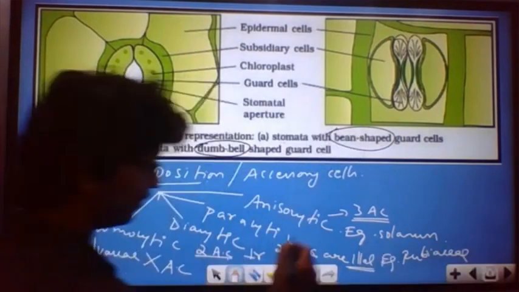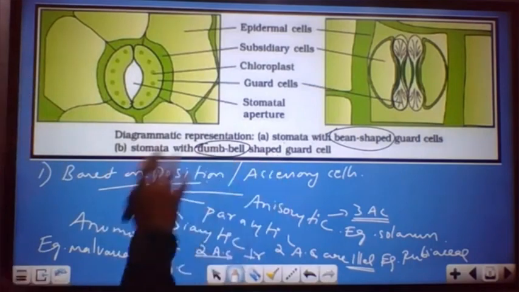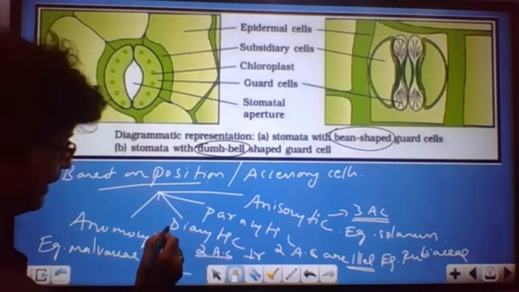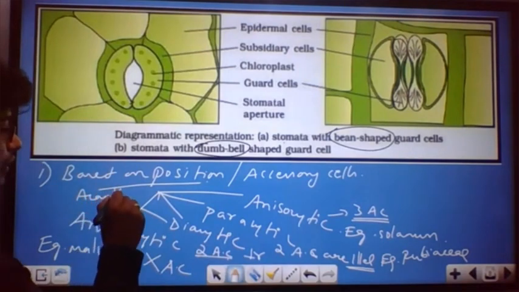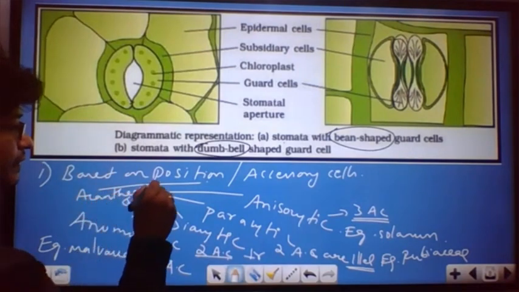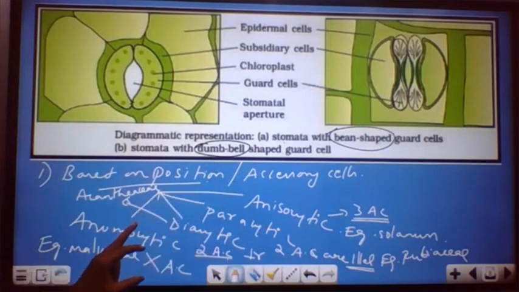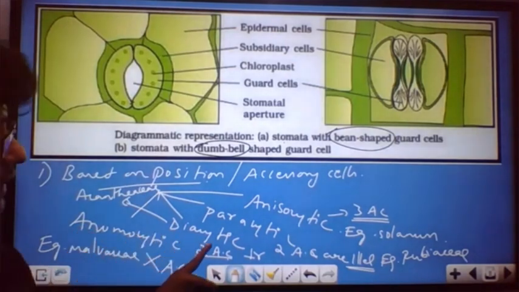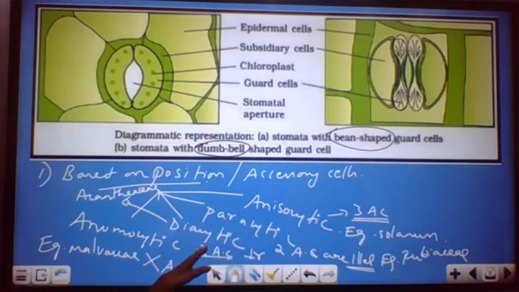From this area you can get a question. They give options and ask you to identify what type of stomata it is. For diacytic, an example is the family Acanthaceae. So based on the position of the accessory cells, you have anomocytic, diacytic, paracytic, and anisocytic. This is all based on the presence of the accessory cells, the first type of classification.